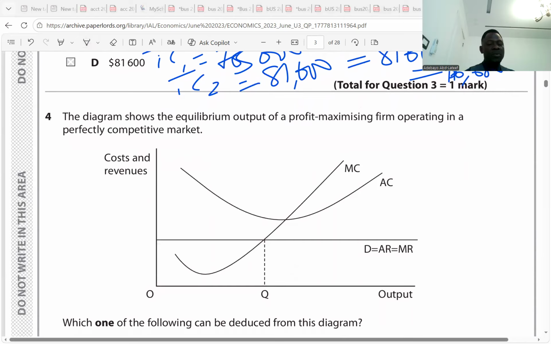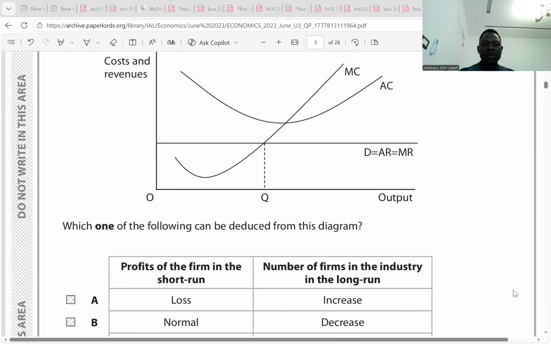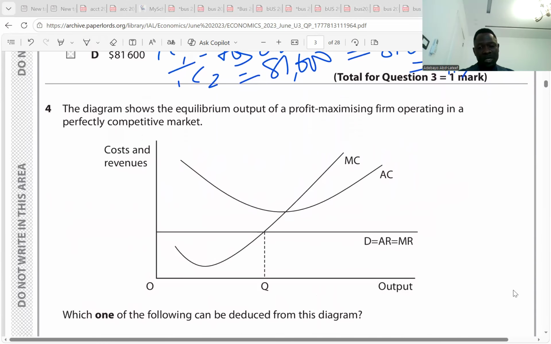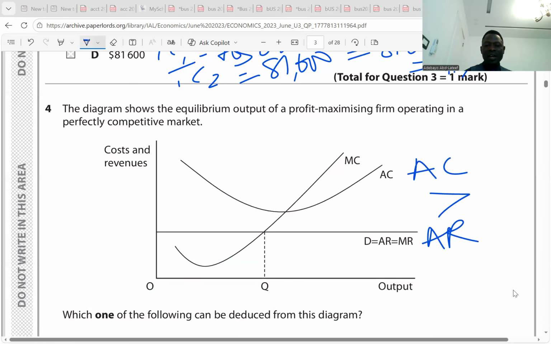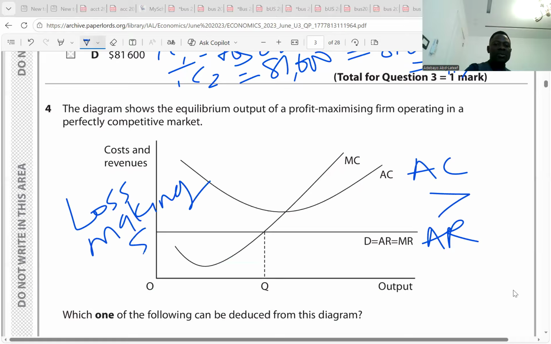The diagram shows the equilibrium output of a profit maximizing firm operating in a perfectly competitive market. Now, the question says, which one of the following can be deduced from this diagram? So let me just explain the diagram already. In this situation, this is the average revenue, and this is the average cost. So AC is greater than AR, and this brings about a loss-making situation. So that is the situation on ground.